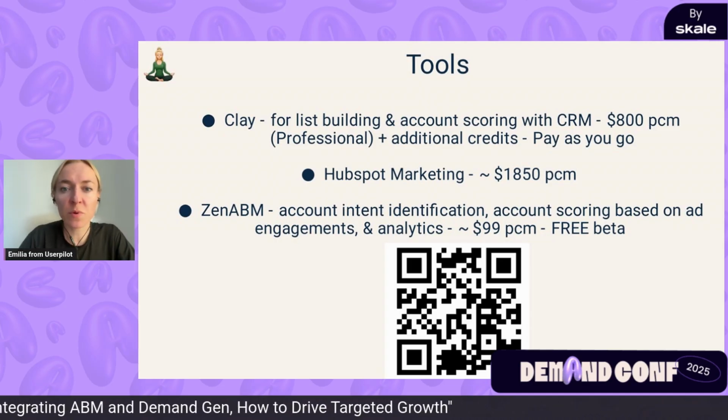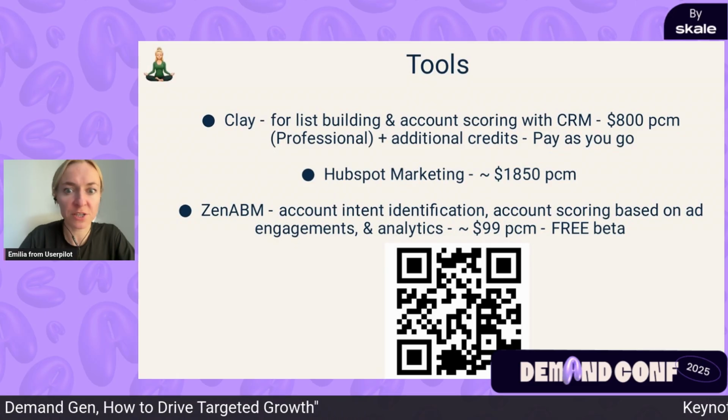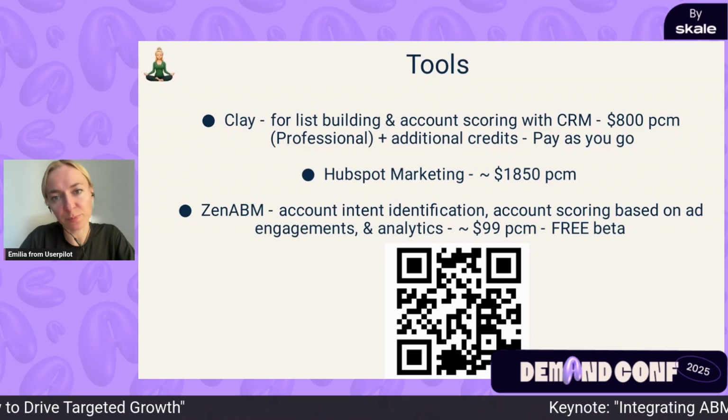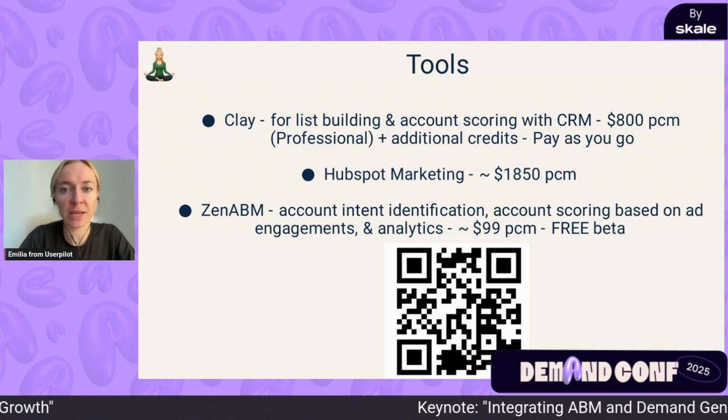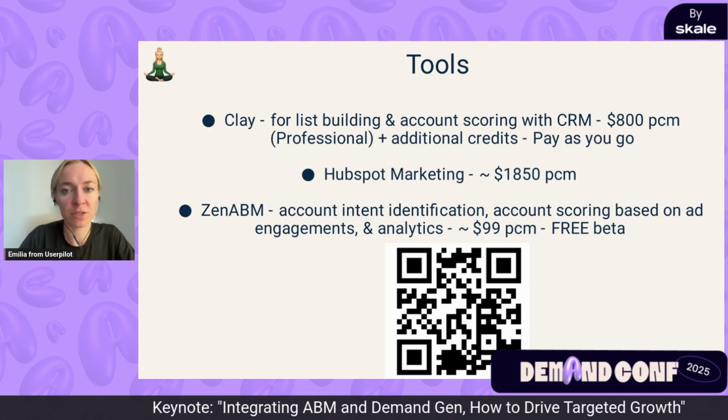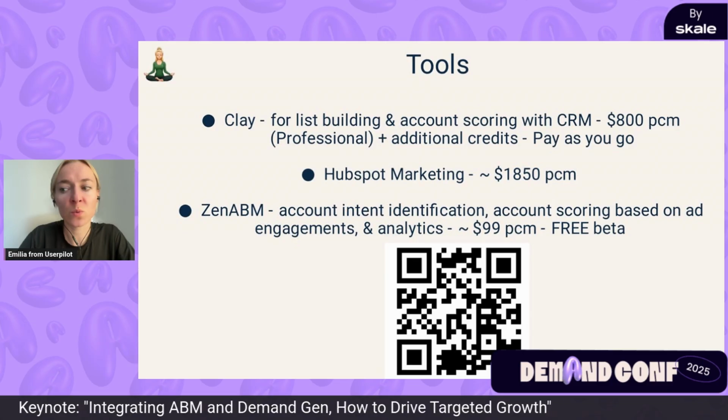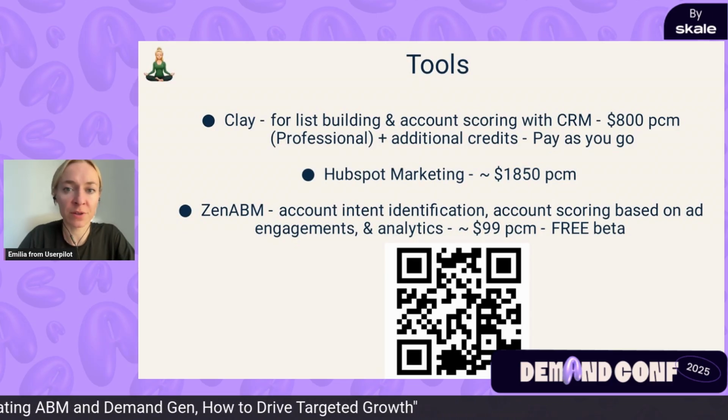HubSpot marketing, we pay around $1,850 per month. We could probably be spending less because we're not doing matched audiences anymore, contact level targeting. We're using broad targeting. So we don't need to be paying extra for the marketing contacts.